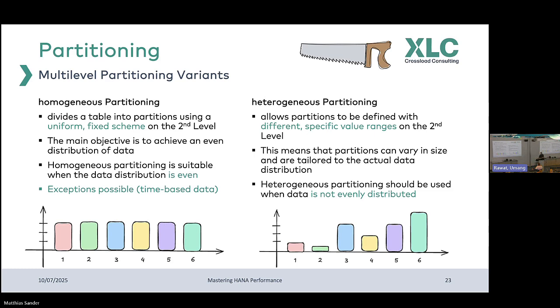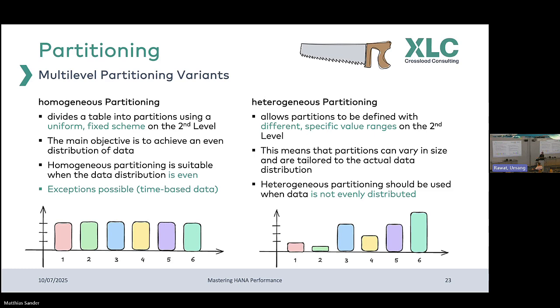But with heterogeneous partitioning, you can have other sub-partitions on the second level compared to the homogeneous. So you're more flexible. We are using it if we have more data deviation, for example, with the PRCD elements, so that we have other partitions in the second level. And most of the time it is homogeneous partitioning.